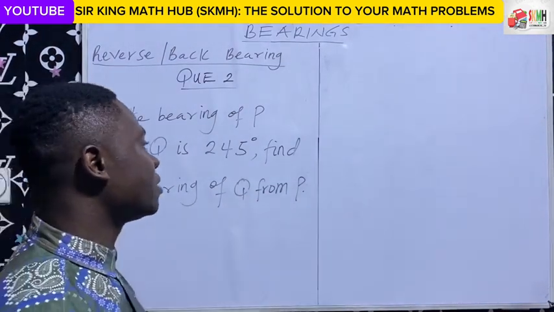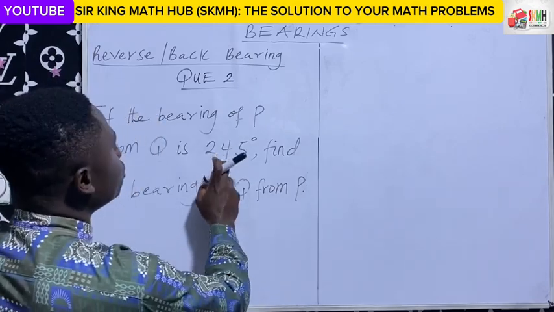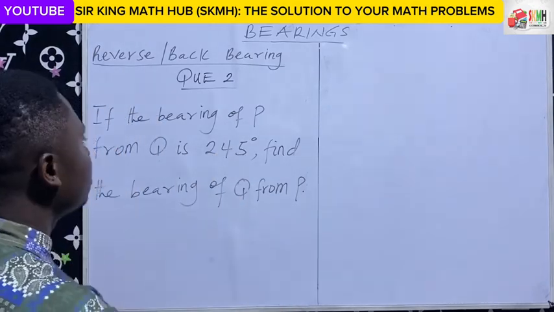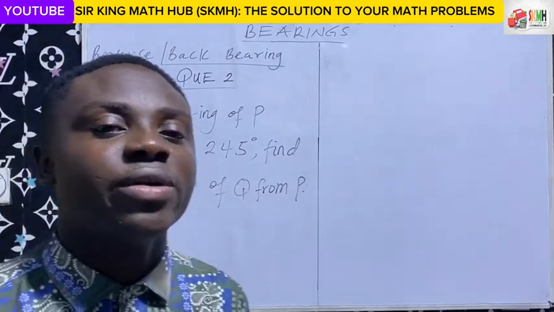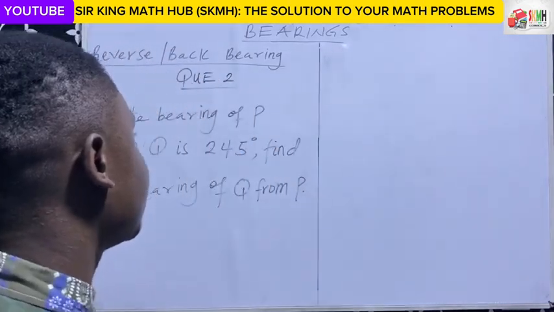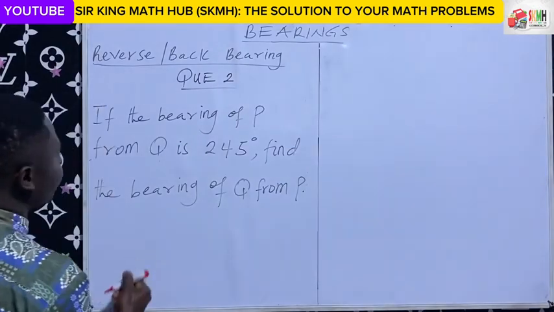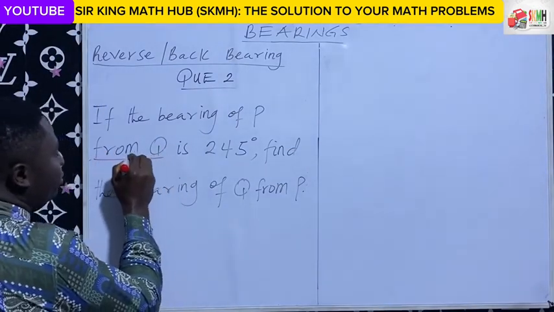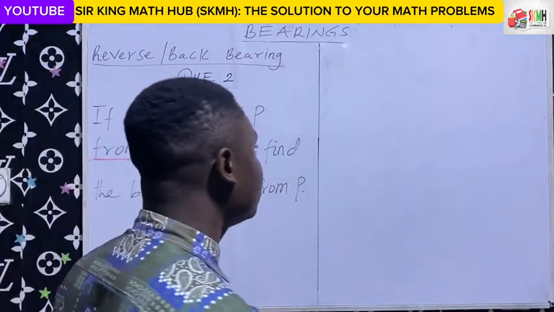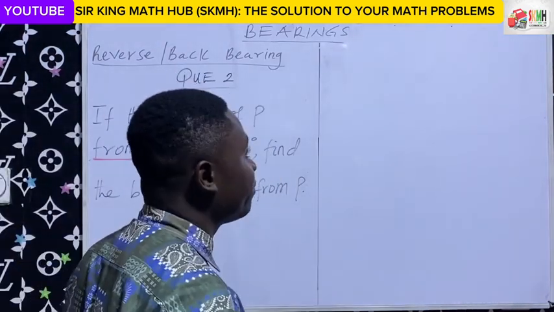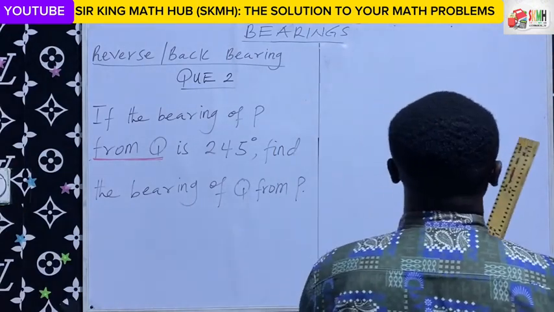So how do we do that? First of all, we need to measure 245 degrees. Now between P and Q, where do we measure the 245 degrees? We said that in bearings, there is a keyword: from. So from where? From point Q. So it means that from point Q, we have to measure 245 degrees. So let's do that.